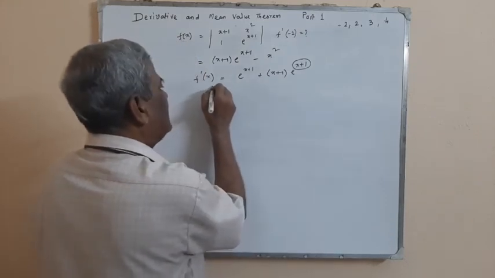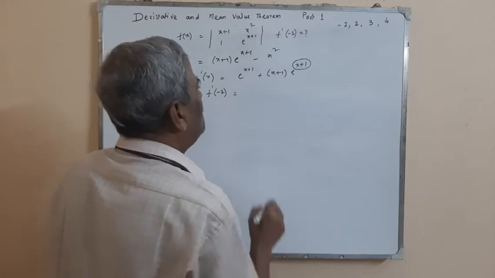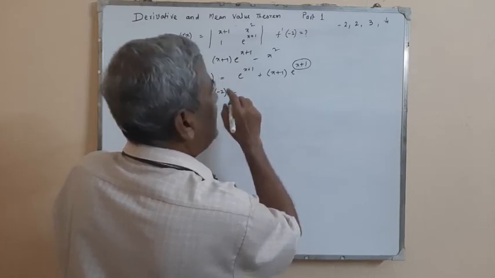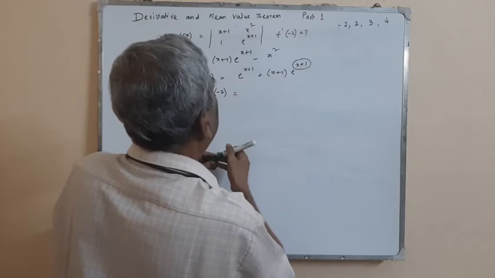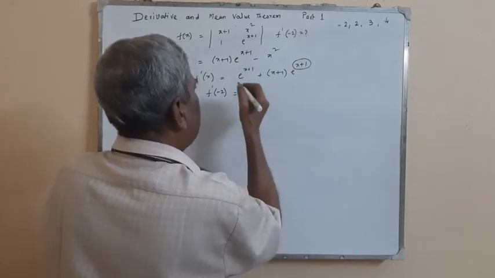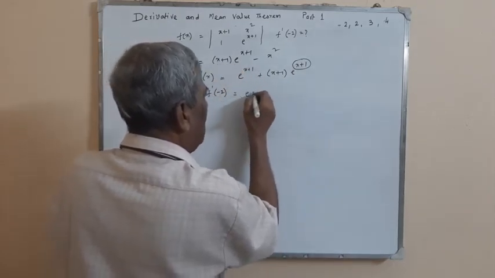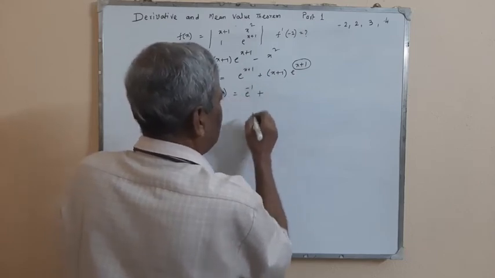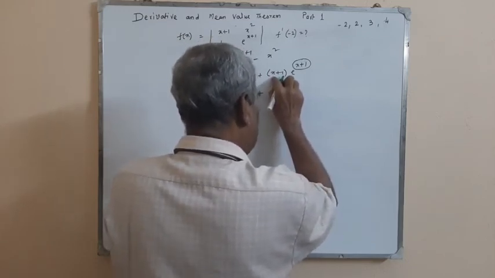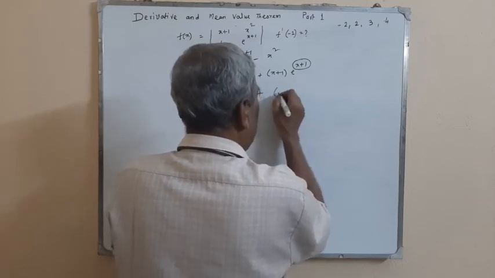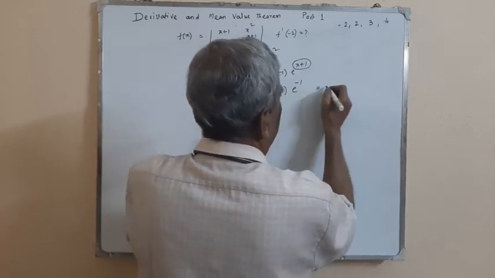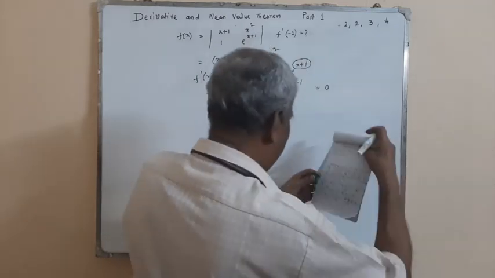Now f dash minus 2, we have to put x is equal to minus 2. So it is equal to e to the power minus 1 plus x is equal to minus 2, which means it is minus 1 into e to the power minus 1, so its value is 0. And options are not there.